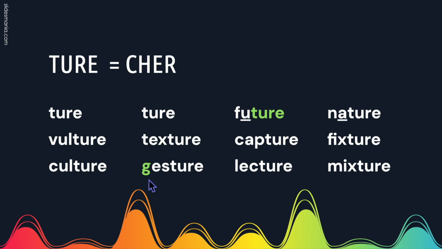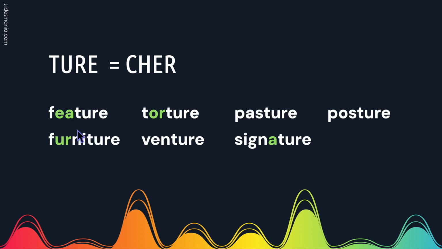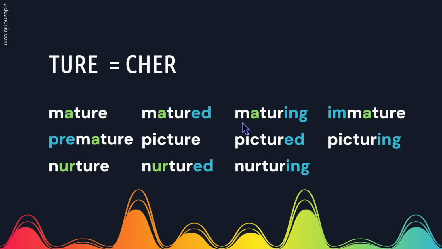G followed by an E, I, or a Y may have its soft sound of J. It does in this word. Gesture, lecture, mixture. EA usually says E. Feature. OR says or. Torture, pasture, posture. UR says er. Furniture, venture. This A is going to schwa, which means it will have a muffled sound. Signature. The A in this word and the other versions of it with suffixes will also schwa.